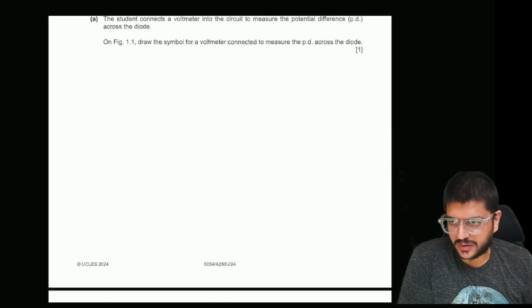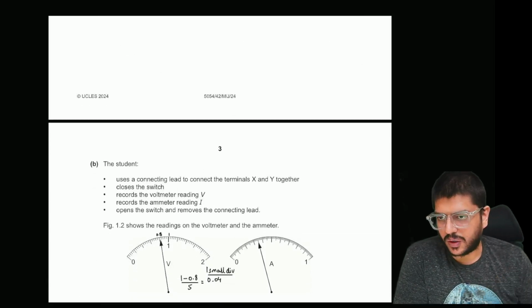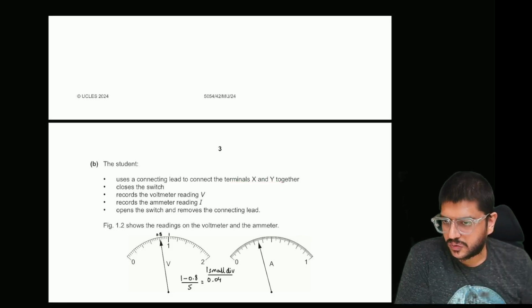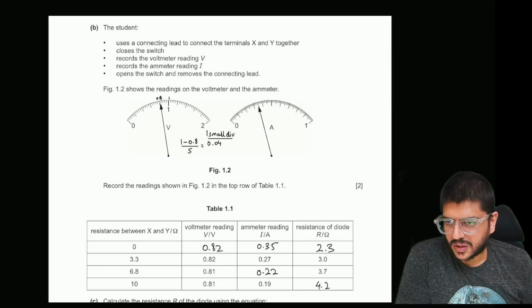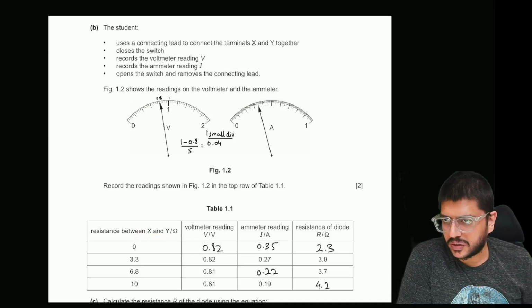This is your voltmeter. Now, the student connects a connecting lead, like a simple wire, between X and Y, closes the switch, records the voltmeter and the current reading. These are the meters as shown. Now you have to record the reading in 1.2 in the top row. So top row, resistance between X and Y is 0 because it's a simple wire connecting lead.